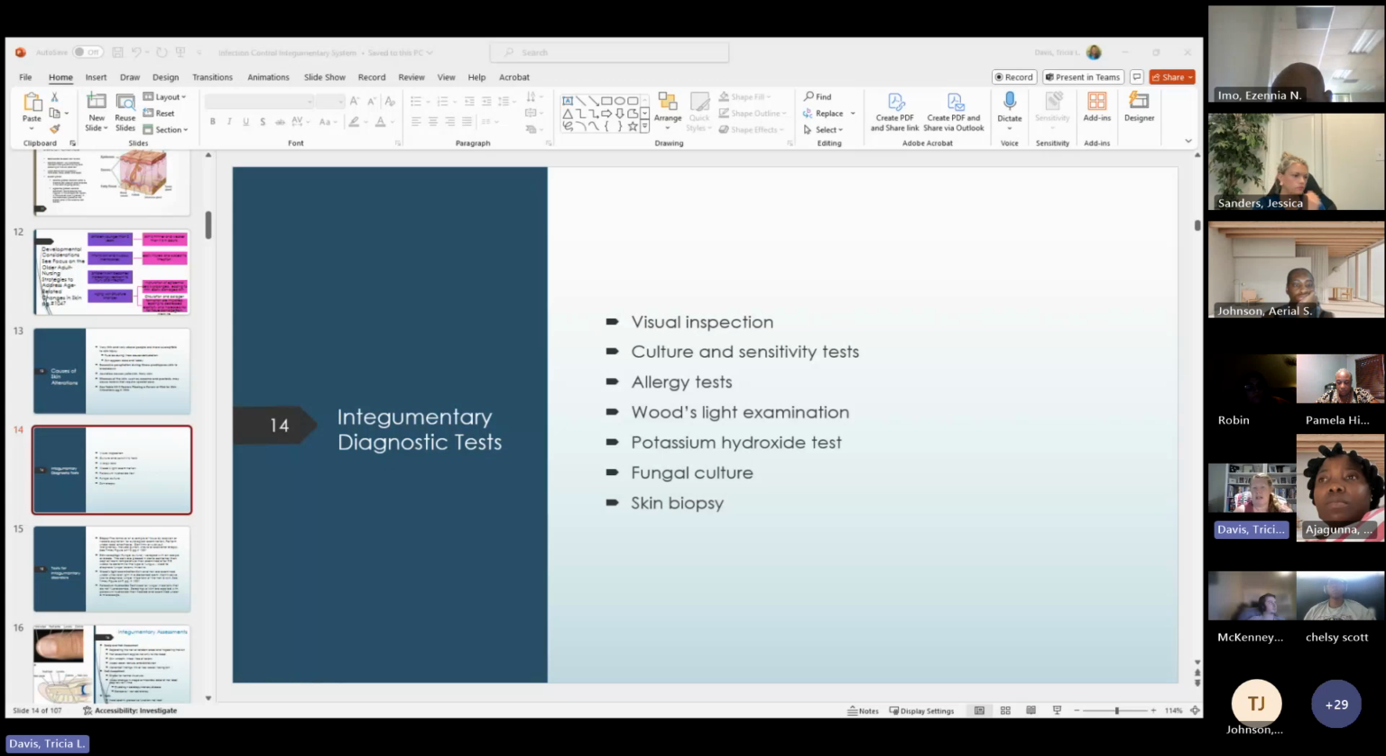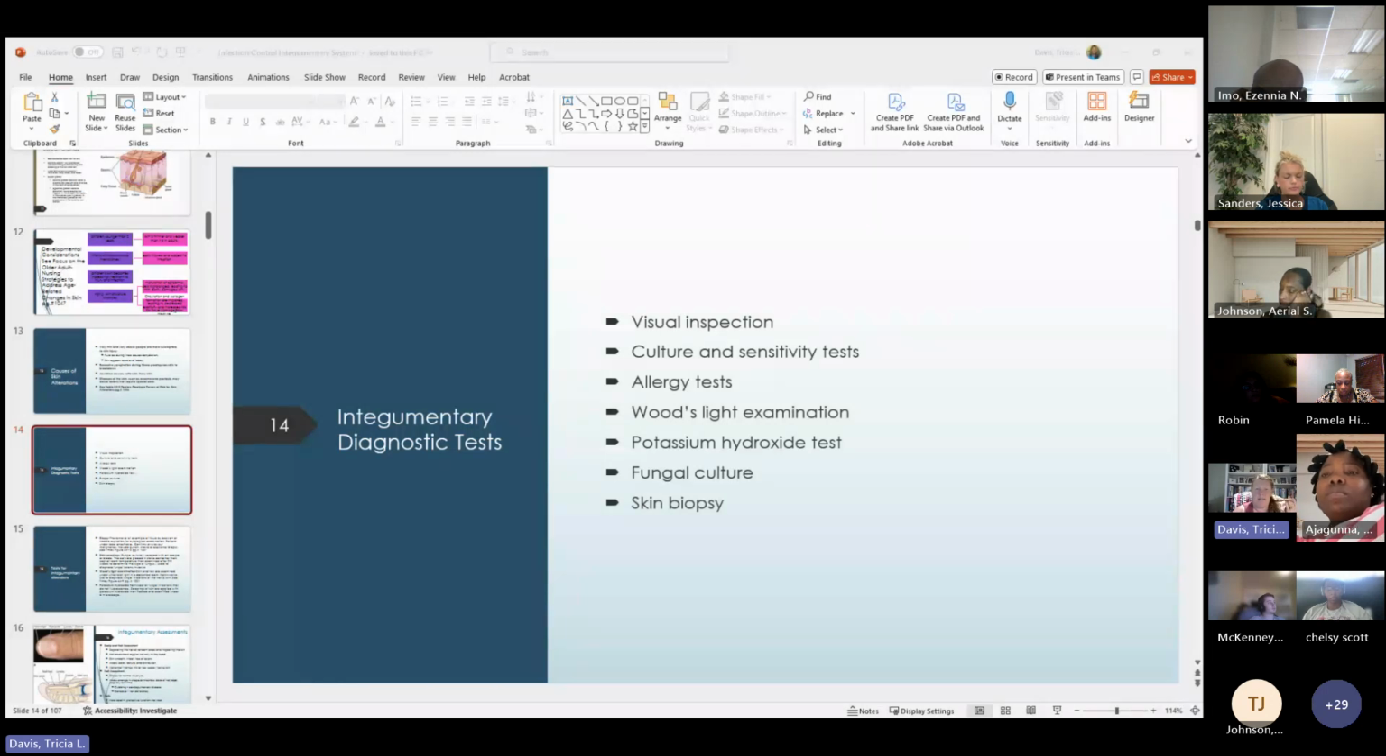The Woods light examination, this is not something that you need to know as nurses. You don't need to know for testing. It's something more so that they do in the dermatological setting. Potassium hydroxide test as well. You don't need to know that. That's also something that we see done in dermatology. Fungal cultures, which kind of goes in line with your culture and sensitivity.